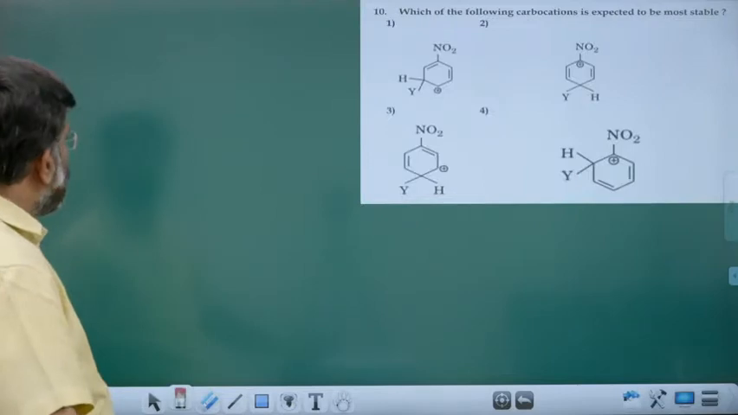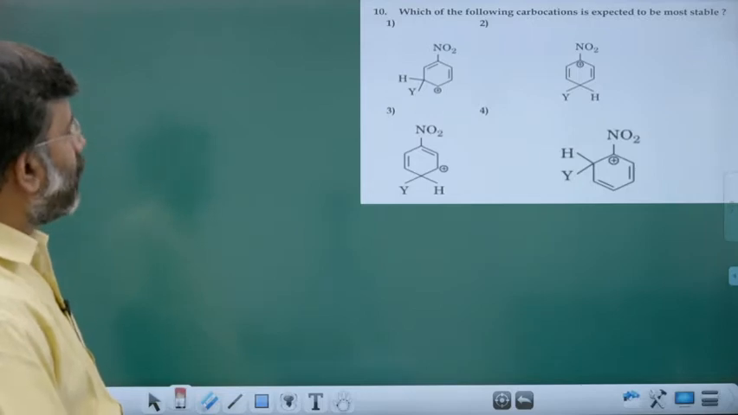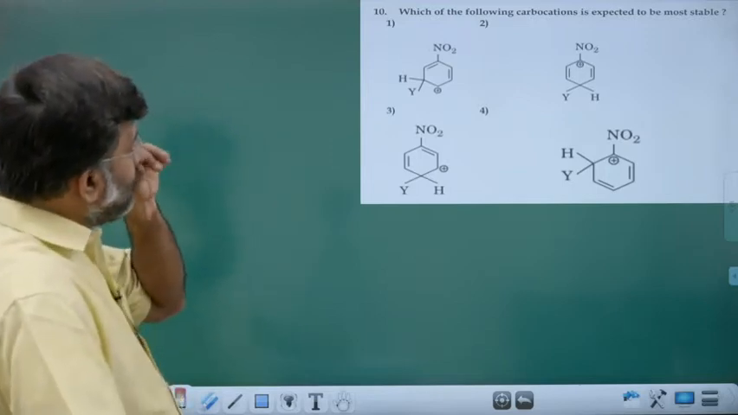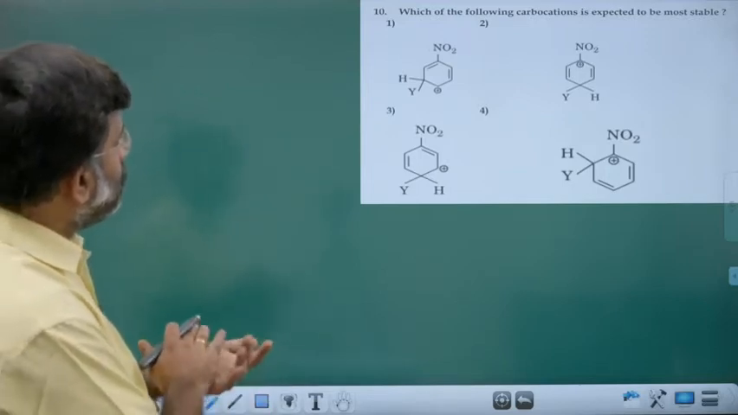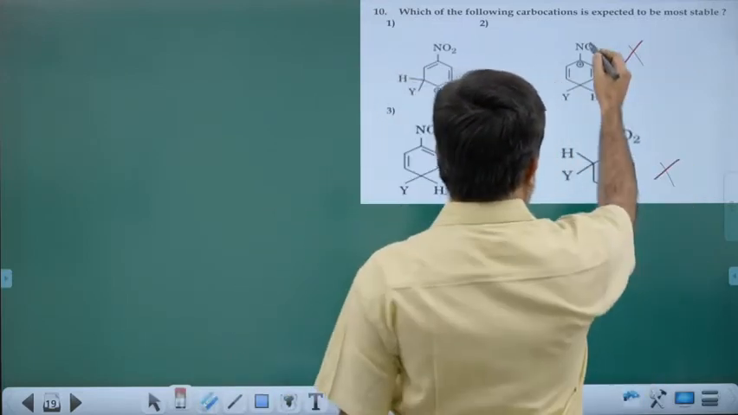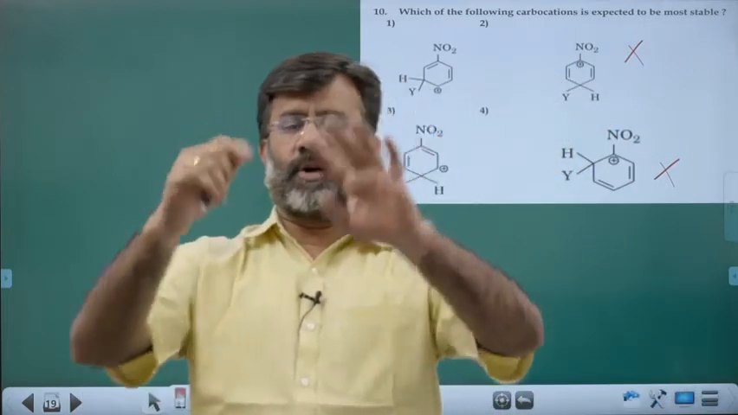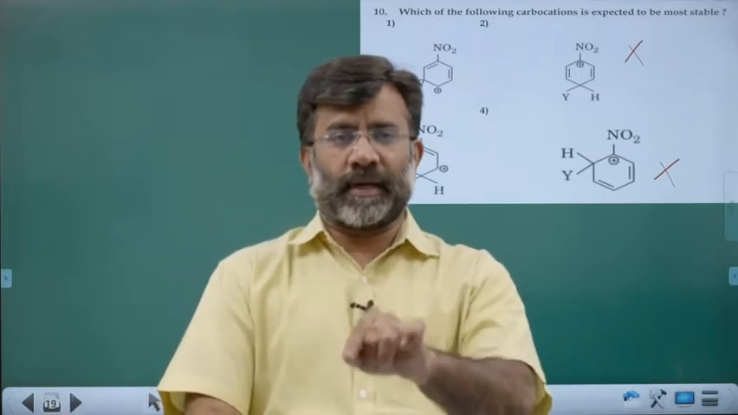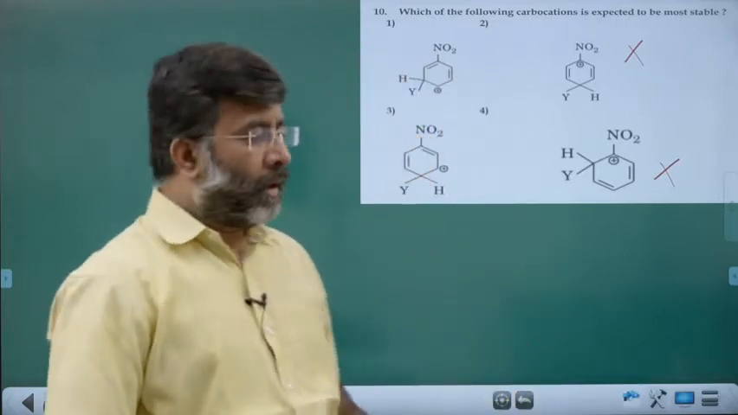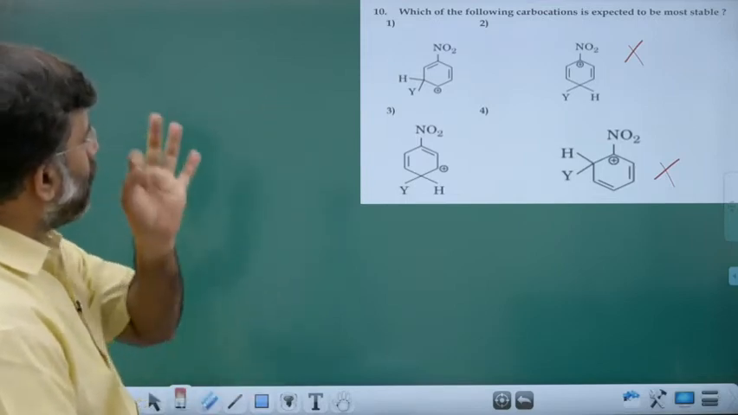Next. Which of the following carbocations is expected to be most stable? What is the doubt in it? These two you can eliminate because the nitro group is connected to the positive center. You know the nitro group is an electron withdrawing group. When the nitro group is connected to the positive center, the positive charge will increase. So 2 and 4 are least stable.